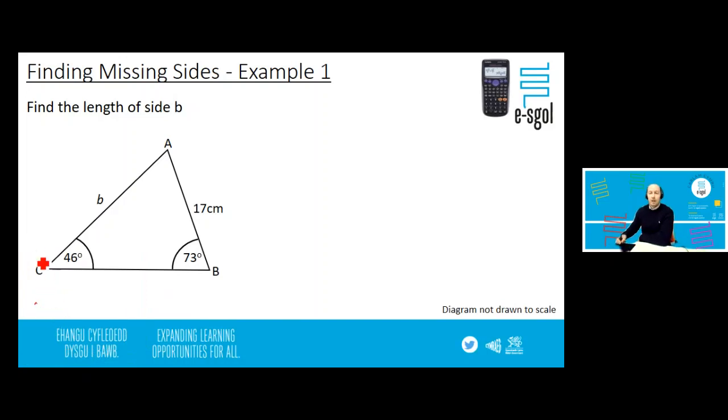Okay, brilliant. So I've marked the sides, I've marked the angles A, B, and C, and then that side B is marked on that left-hand side of the triangle. Now, it says here, find the length of side B. So here's really my top tip for this. Whatever you're finding needs to be on top of the formula. So we're finding B, so I'm going to do B over the sine of B.